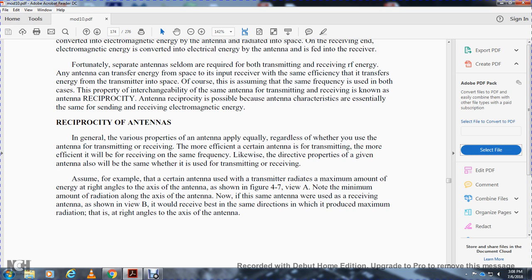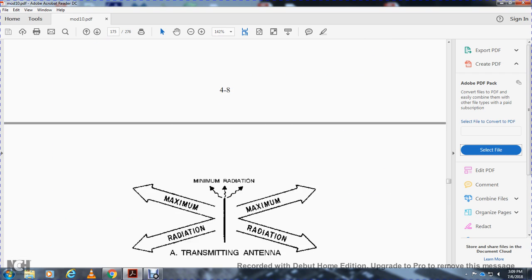Assume, for example, that a certain antenna, when transmitting, radiates the maximum amount of energy at right angles to the axis of the antenna, as shown in figure 4.7, view A, with a minimum amount of radiation along the axis of the antenna. Now the same antenna used as a receiving antenna, shown in view B, would receive best in the same directions. It would produce the maximum reception at right angles to the axis of the antenna.